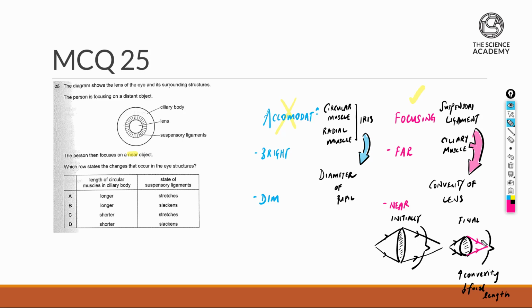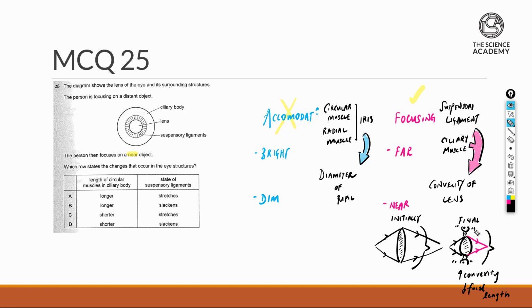To do so, we will expect our suspensory ligament to slacken. You can think of suspensory ligament and ciliary muscles to be kind of opposite. If the suspensory ligament slackens, which is a little bit like relaxed, that must mean that the ciliary body actually contracts.